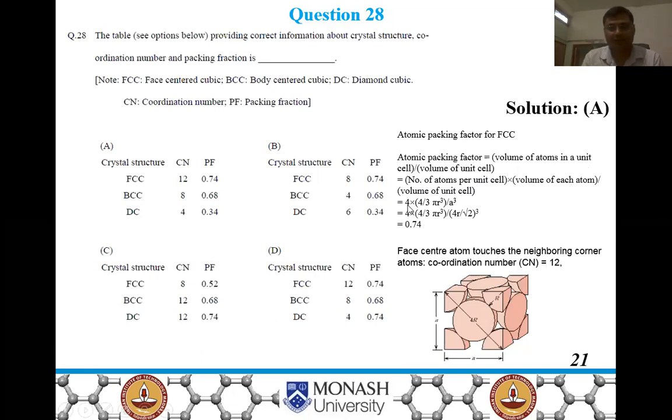So this will be equal to 4 into volume of an atom, as the number of effective atoms in the FCC is 4. So 4 into 4 by 3 pi r cube divided by a cube. Here 4r will be equal to a root 2, so a will be equal to 4r upon root 2. So this will come out to be 0.74, and the face center atom touches the neighboring corner atom. So the coordination number is 12.